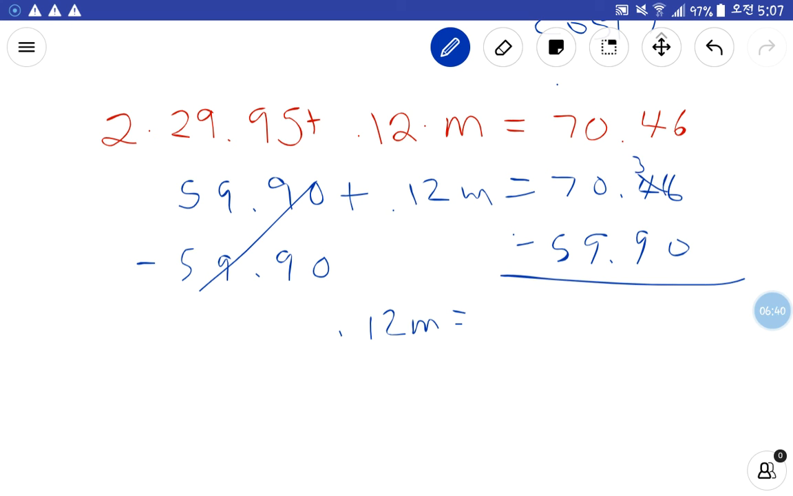For here, I need to borrow from the 0. So 6 minus 0 will be 6. And then 4 minus 9, I couldn't do it, so borrow from here. That's 10, 9, 14. So 5, decimal point, 0, 10. So I know that that's going to be 10.56.